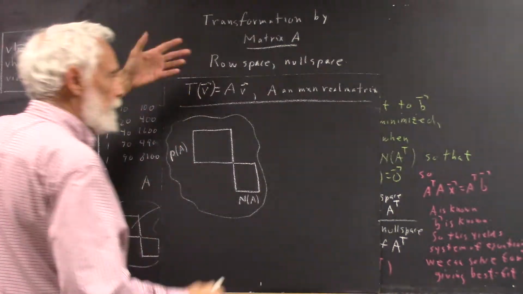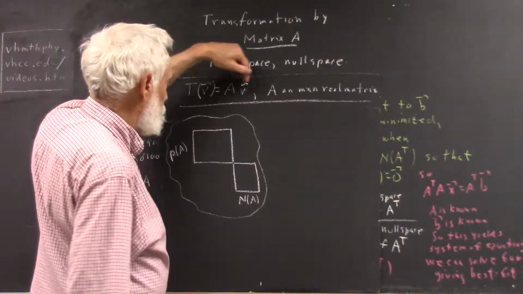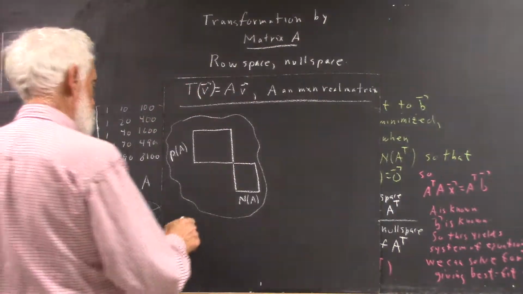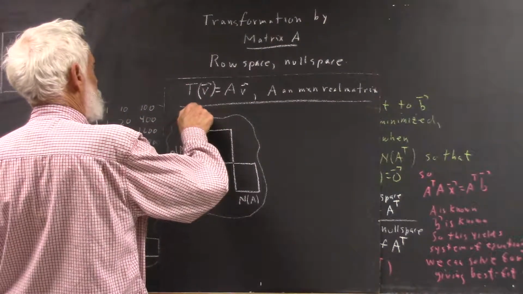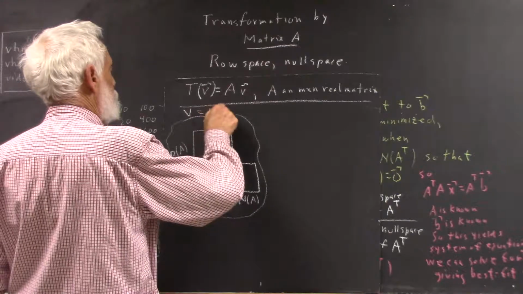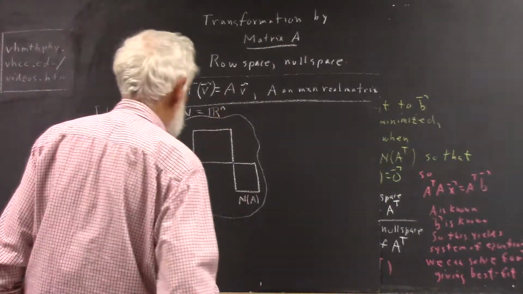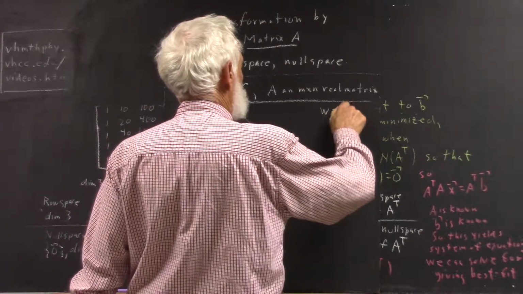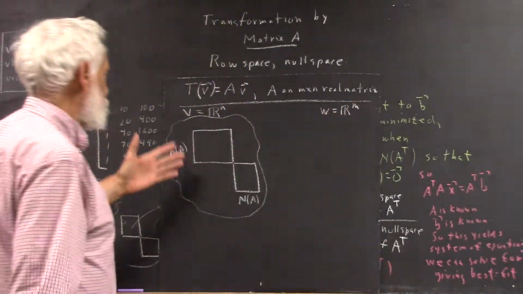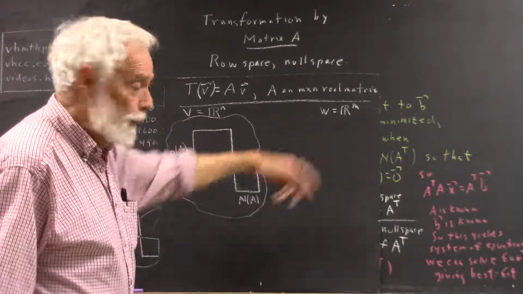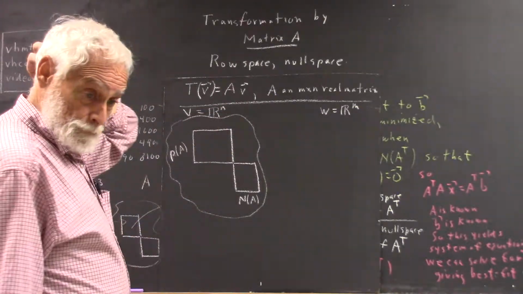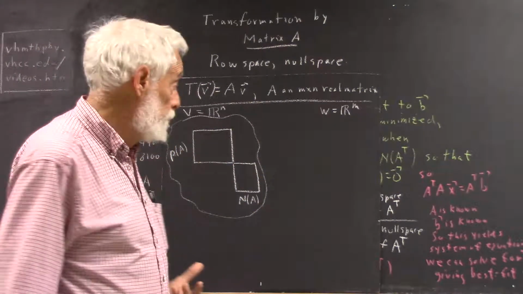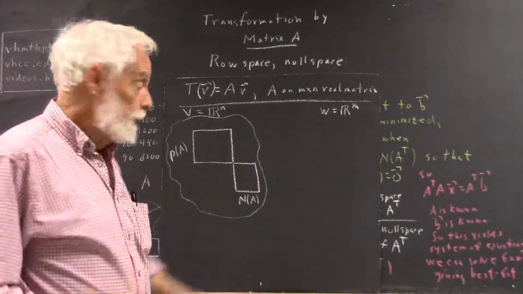Okay, once again, we have the same situation as before, a transformation, where A is an m by n real matrix defining the transformation. So this space is your space V equals Rn. Over here we have the space W equals Rm, and every vector in V will go into some vector in W. Now, there certainly are vectors in W that are not images of any vector in V, and that's going to be key.